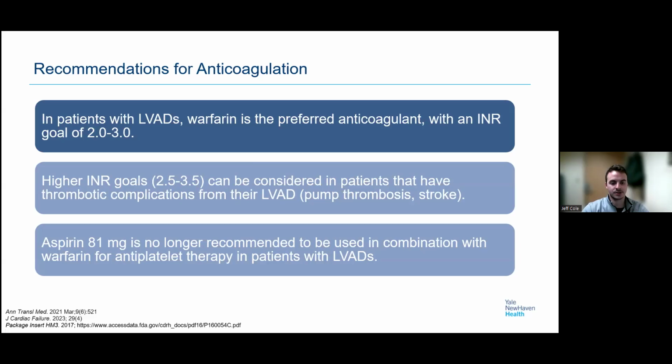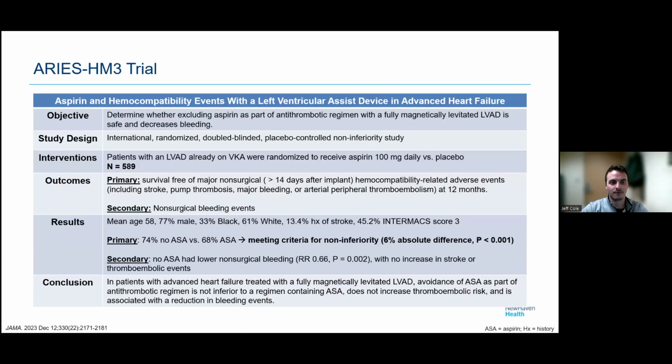And actually, aspirin 81 milligram is no longer recommended in combination with warfarin for antiplatelet therapy in patients with LVADs. This was based off of the ARIES HM3 trial, titled Aspirin and Hemocompatibility Events with a Left Ventricular Assist Device in Advanced Heart Failure. What they wanted to look at in this trial was whether excluding aspirin from the antithrombotic regimen in patients with an LVAD is safe and also decreases bleeding. This was a large double-blinded RCT with around 580 patients, and patients that had an LVAD and were already on warfarin were randomized to either aspirin 100 daily or placebo.